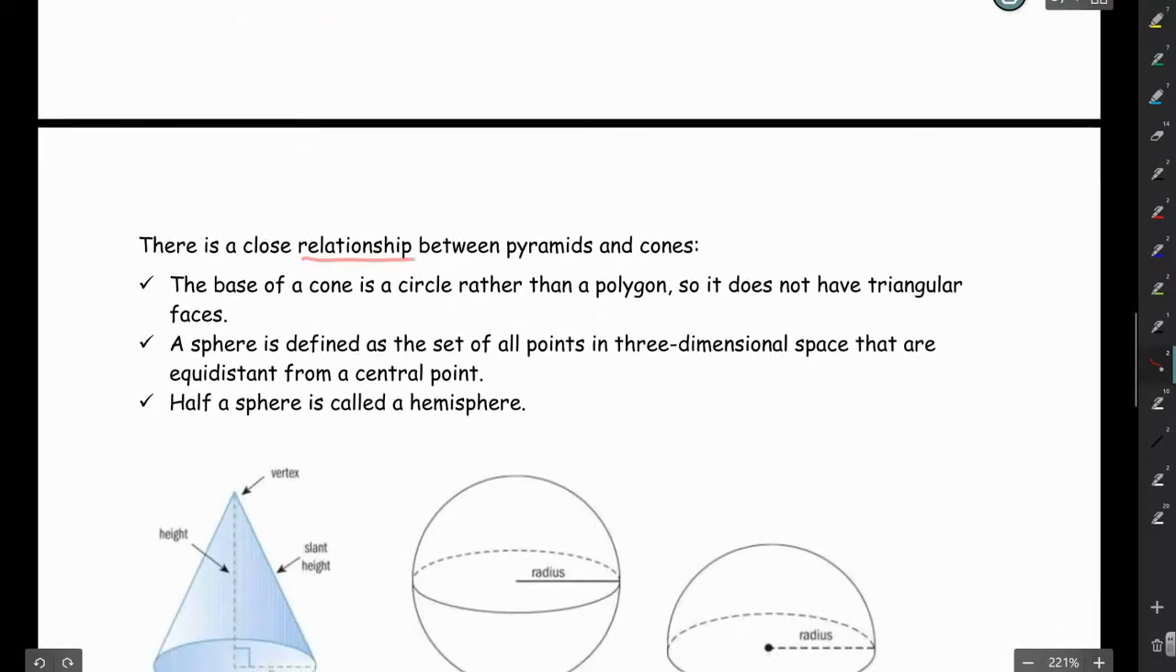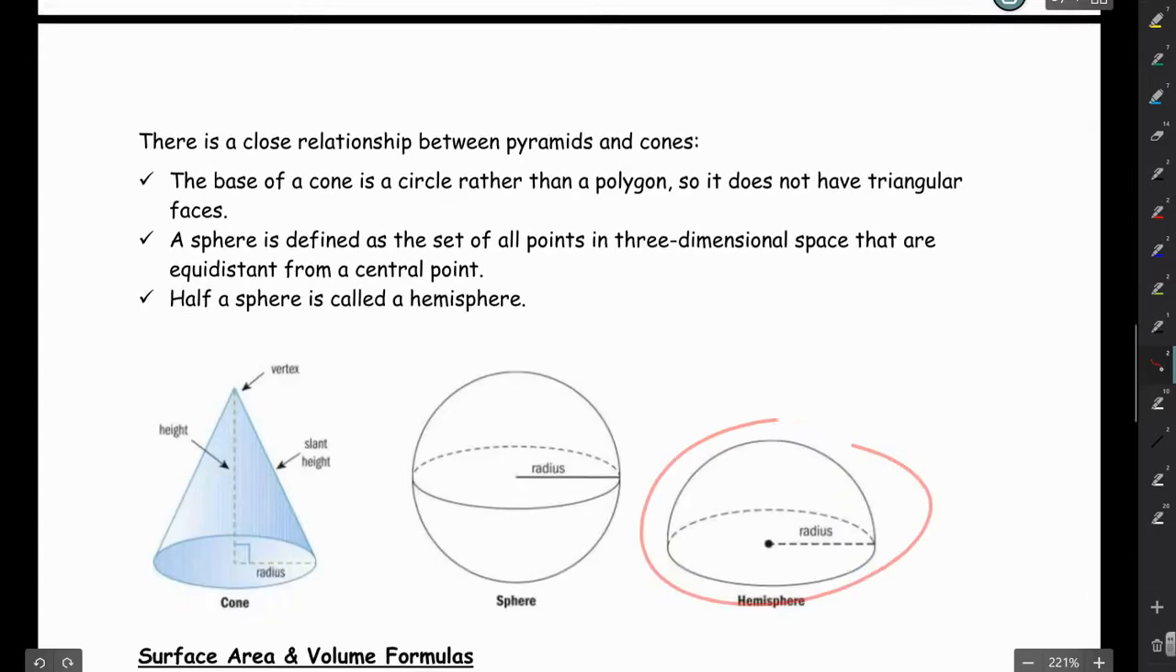There's a close relationship between pyramids and cones. The base of a cone is a circle rather than a polygon. So we have a circle, so it does not have triangular faces. A sphere is defined as the set of all points in a three-dimensional space that are equidistant from a central point. Half a sphere is called a hemisphere.